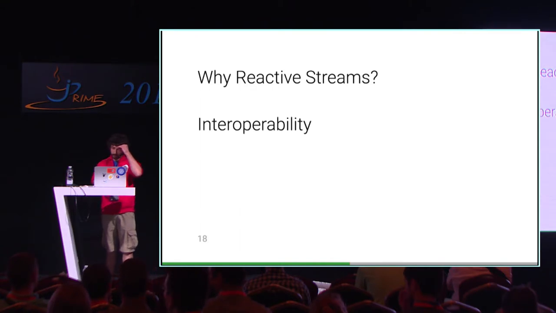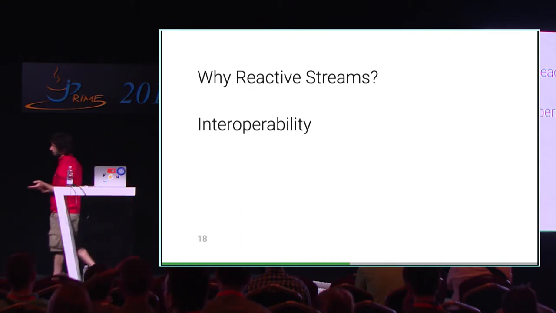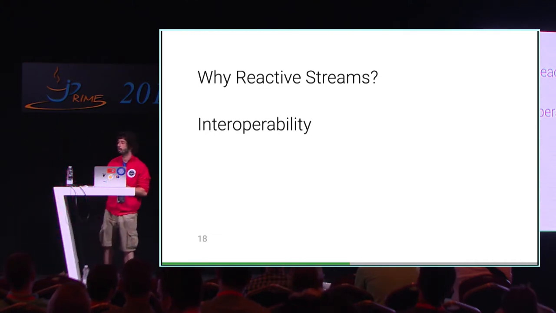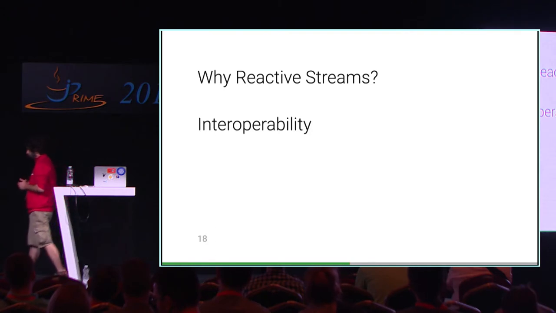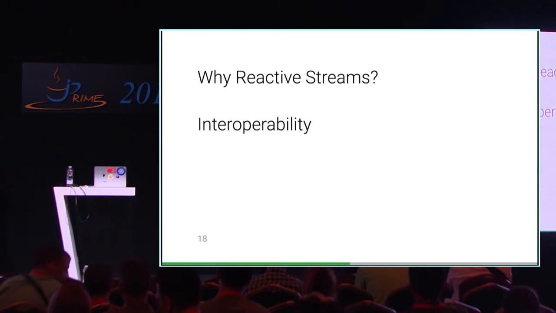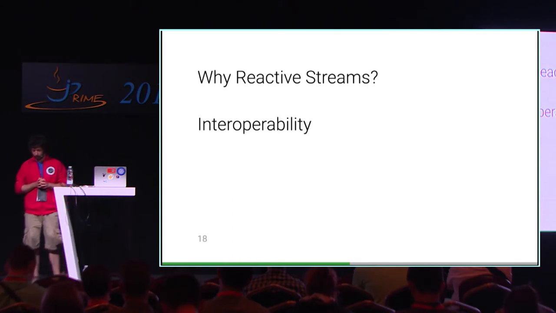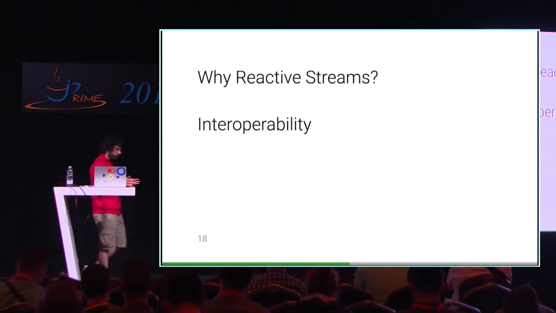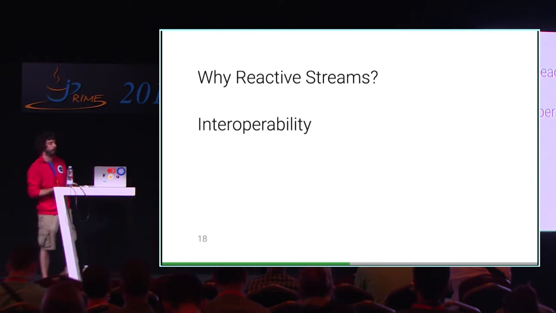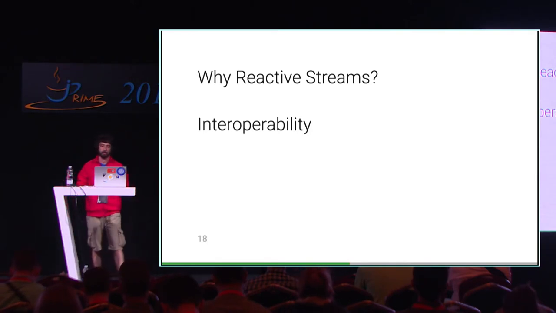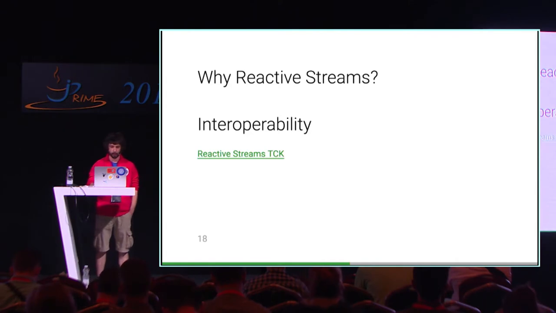Why reactive streams? I mentioned already, mainly because of the interoperability between libraries. For example, you can use a MongoDB driver, as we have in the next session. It's written with Reactor, for example, and then you can use it, or RxJava, and then you can use it in your Spring with the Reactor framework. So this is important.